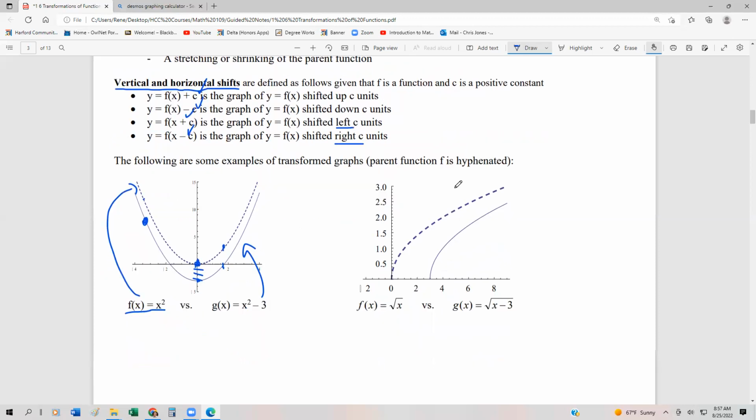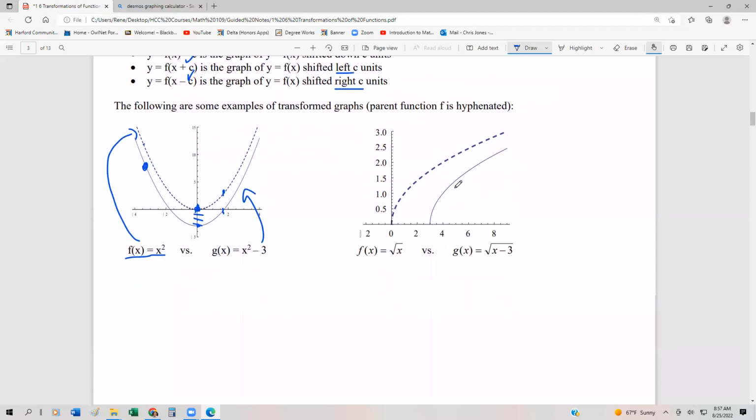Down here, as an example, we have our good old square root function, and remember, a square root function has a domain of 0 to infinity, and so we have this origin point. What we would do is take that origin point and move it 1, 2, 3 points to the right. In fact, every point has been moved 3 points to the right. So that's what a transformation is, for x minus 3.